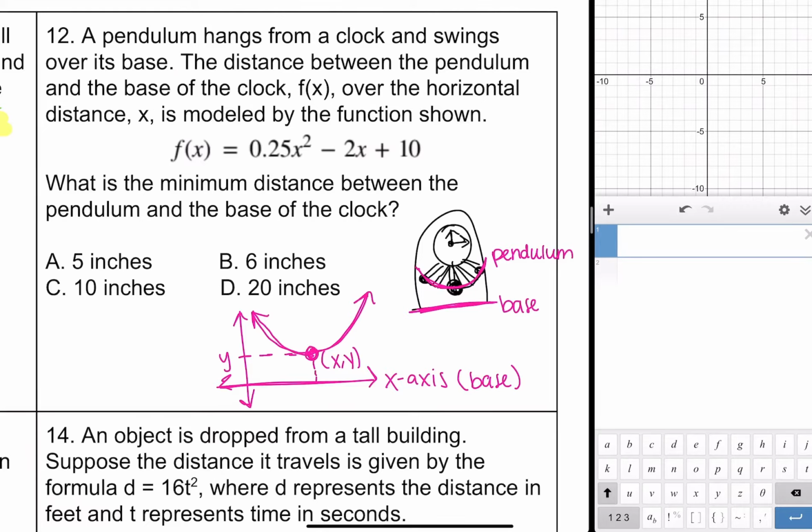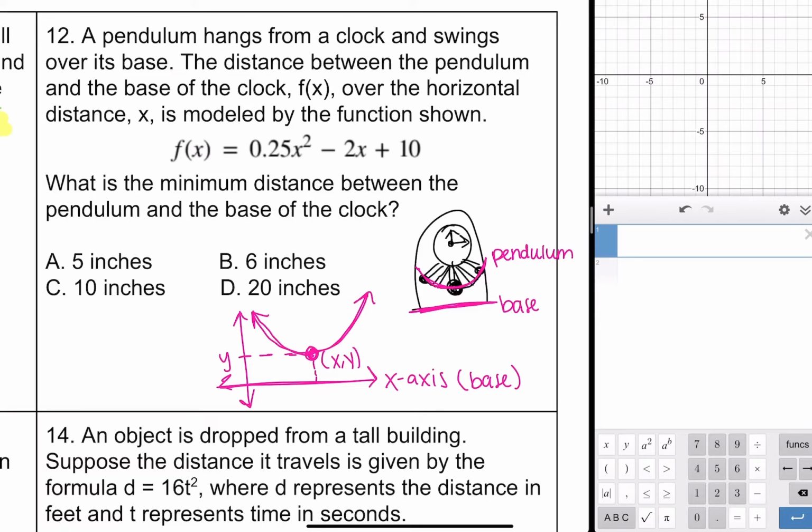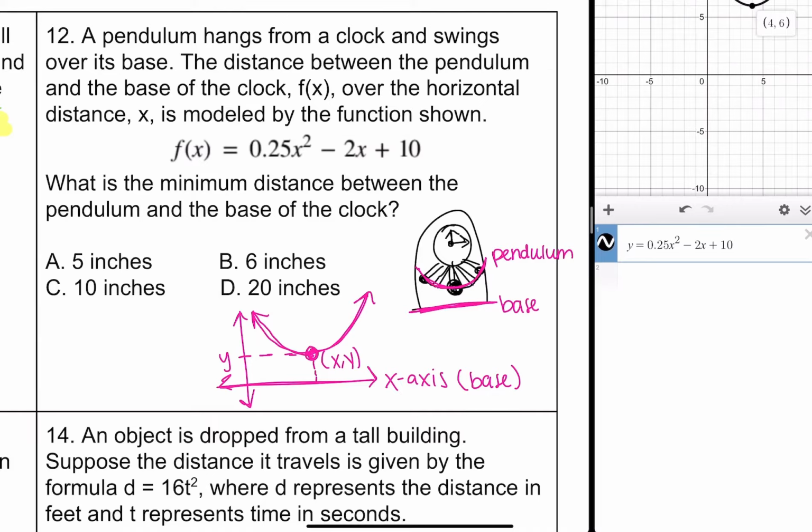Okay, so let's type in this equation. I'm not going to type f of x or y, though you could type y equals if you wanted. The important part is the quadratic expression: 0.25x squared minus 2x plus 10. All right, so that minimum point is (4, 6). So 6 is the minimum distance: 6 inches between the pendulum and the base of the clock.